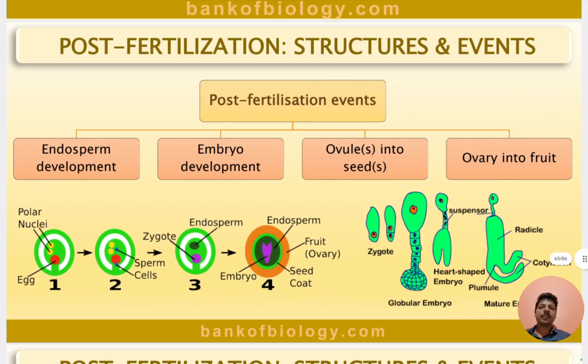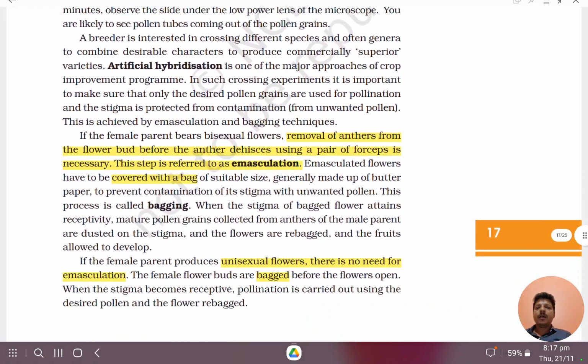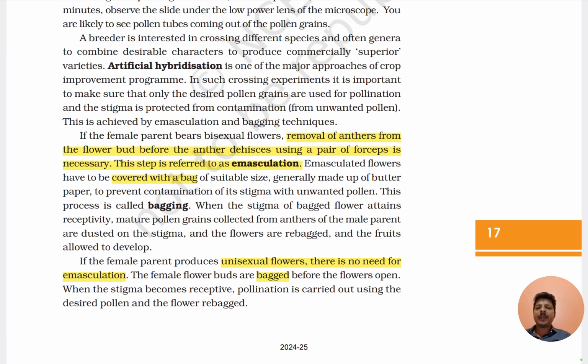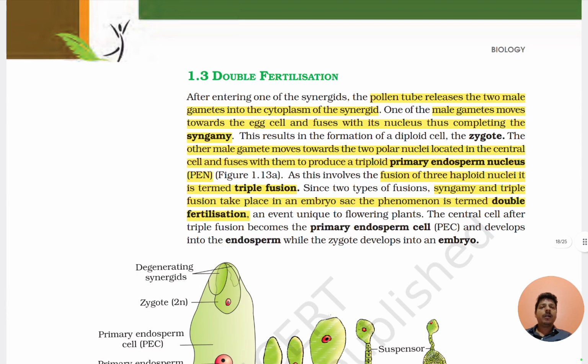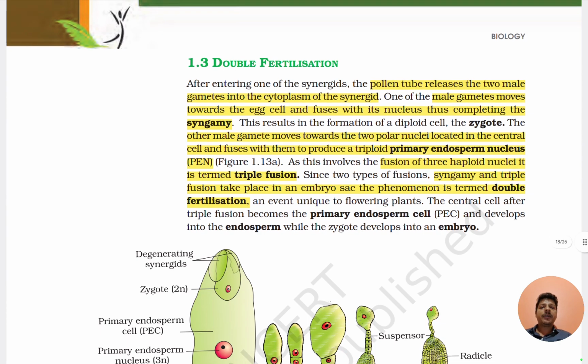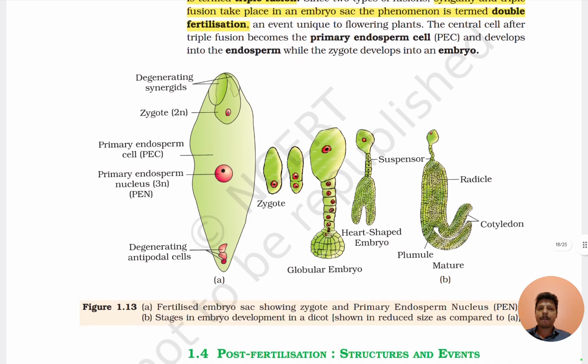Now post-fertilization structures and events. See the NCERT, what it says. Here the same points: emasculation, bagging, not important, that one. And here also you can see syngamy, triple fusion, primary endosperm nucleus, double fertilization. Diagrams are also here.